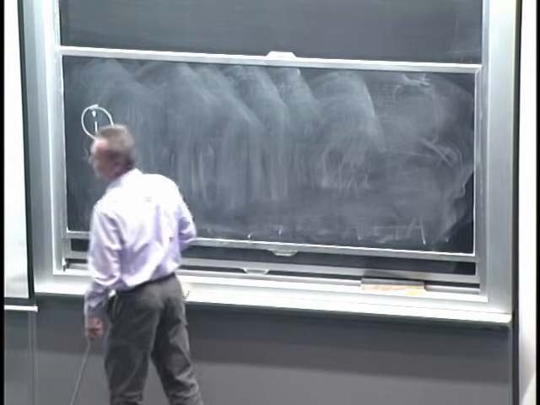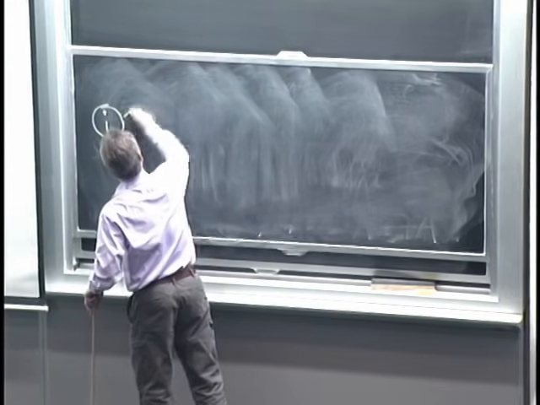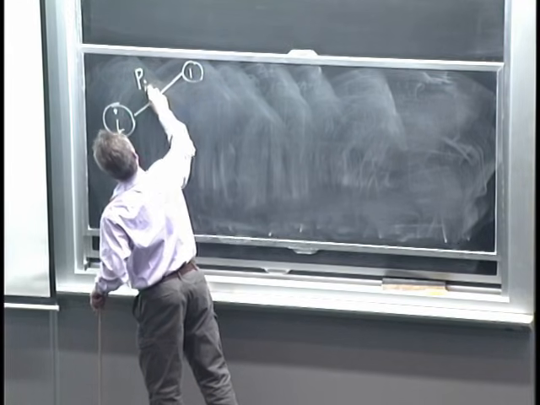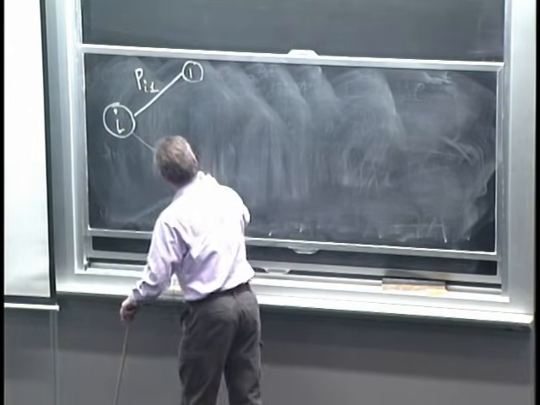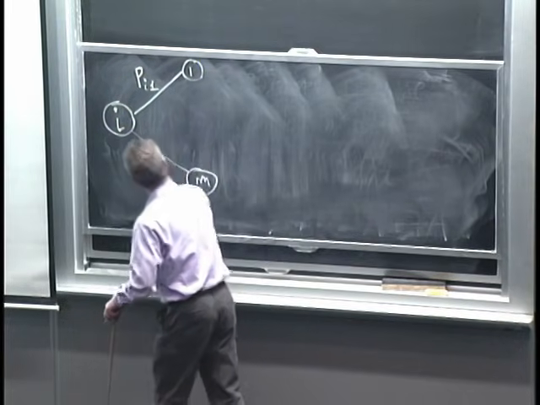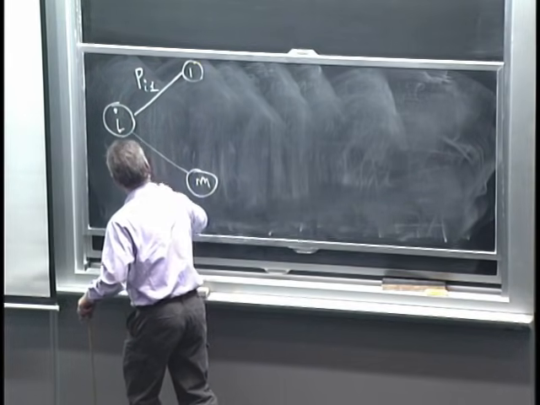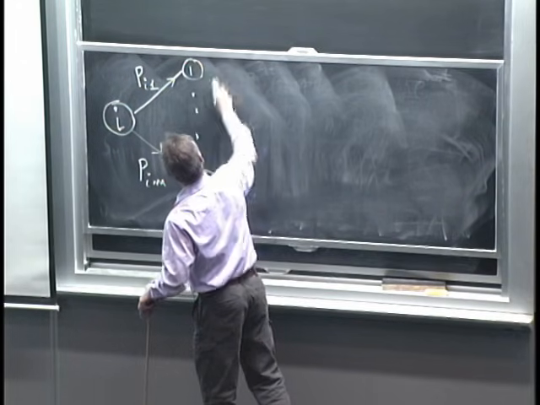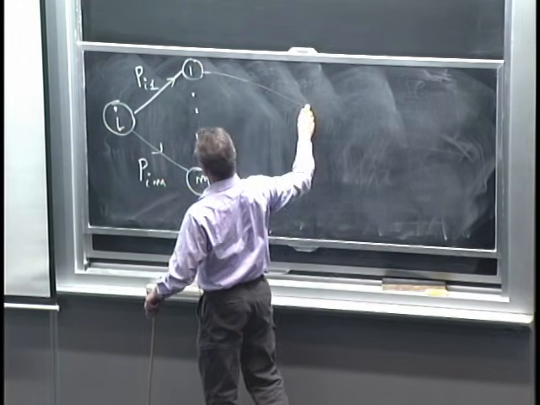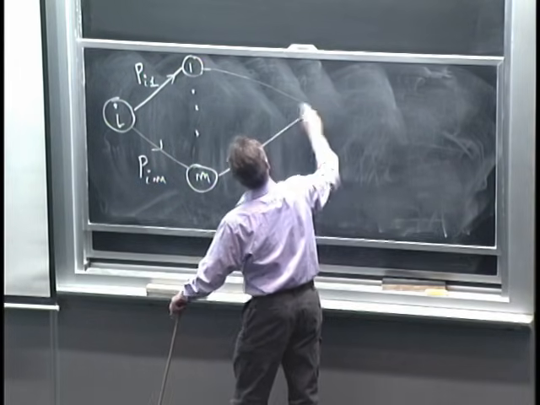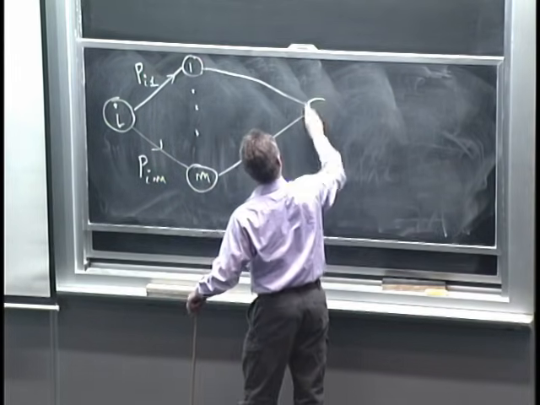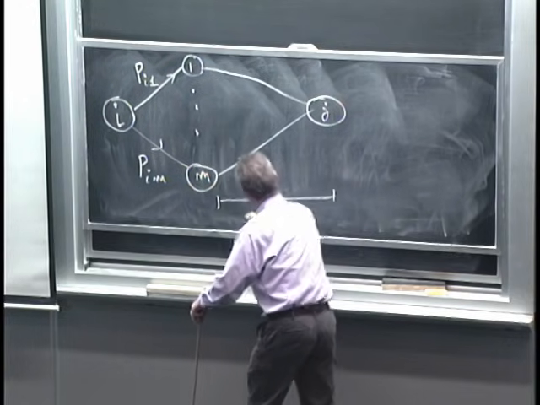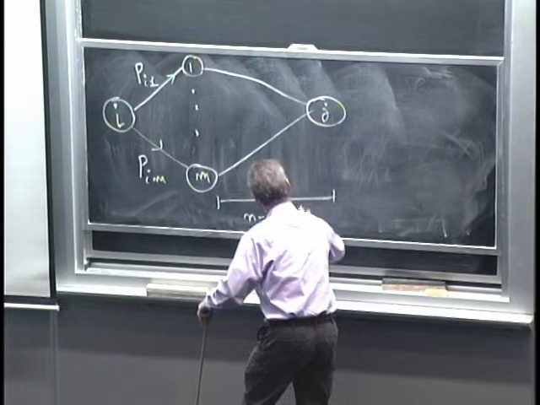You start at state i. After one time step, you'll find yourself at state 1 with probability pi1, and you'll find yourself at state m with probability pim. And once that happens, then you're going to follow some trajectories, and there is a possibility that you're going to end up at state j after n minus 1 time steps.